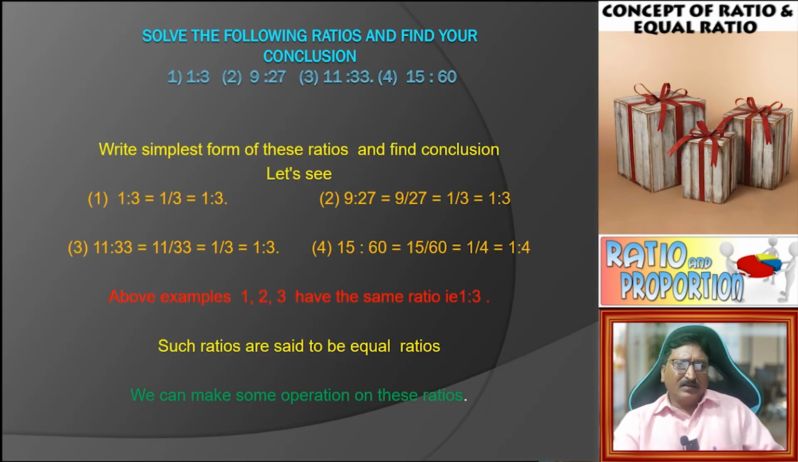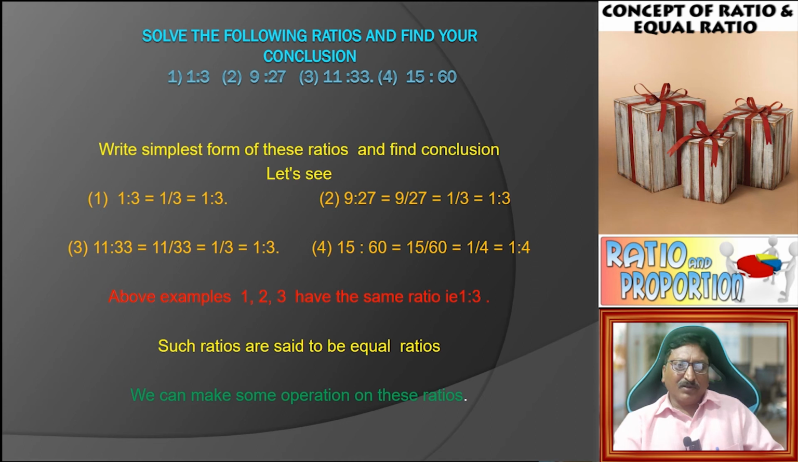Some solved examples are here. Now, see the example given below. Write the simplest form of these ratios and find the conclusion. Let's see. The first ratio is 1 is to 3. Simplifying, it stays as it is: 1 upon 3 equals 1 is to 3. In the second example, 9 is to 27, which equals 9 upon 27. Divide numerator and denominator by 9, and you get the reduced value 1 upon 3, and again the ratio is 1 is to 3.